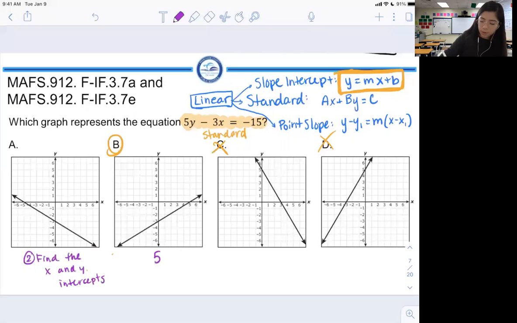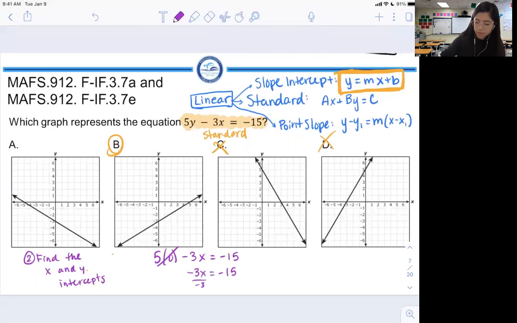So first thing, I can turn y into 0. 5 times 0 is 0, so that crosses out, and I'm left with negative 3x equals negative 15. And then I divide by negative 3. Negative 15 divided by negative 3 is positive 5. So I know that the x-intercept is 5, positive 5. So for example, that matches. And actually, right away, that's the only one that matches. So right away, you can get your answer.